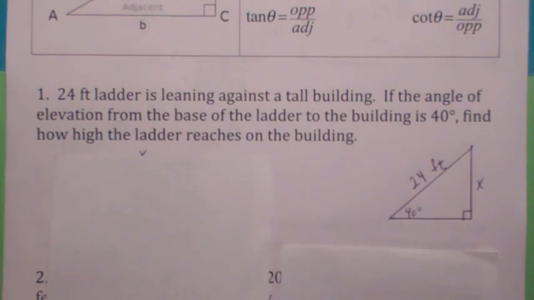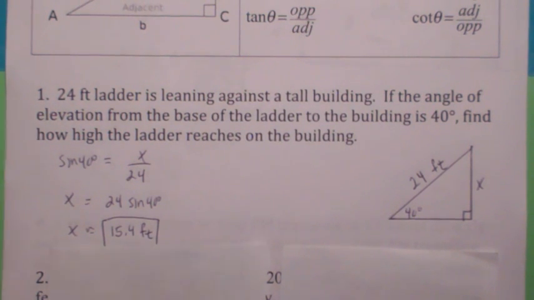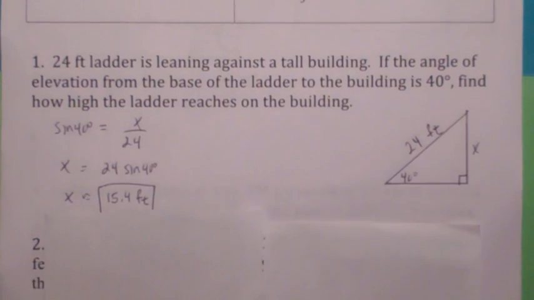Anyway, we would use sine, wouldn't we? Sine of 40 degrees is x over 24. So x equals 24 sine 40. And when you use your calculator, you should get about 15 feet, which makes sense, doesn't it? That sounds about right.